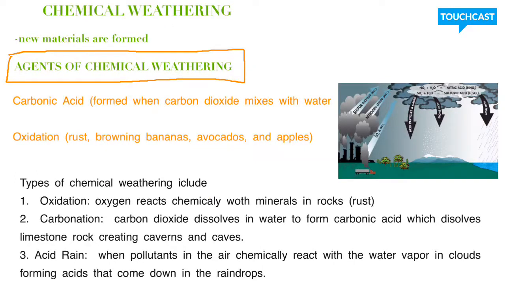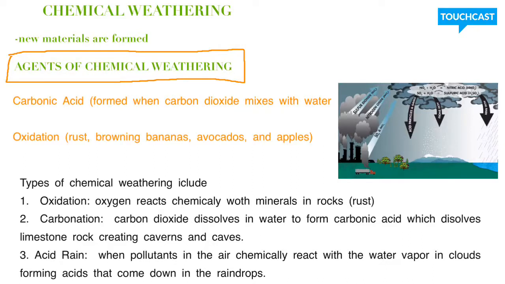Now let's switch gears and look at chemical weathering. It's when we have new materials, new substances being formed. We do have some specific agents of chemical weathering. One is carbonic acid, which happens when carbon dioxide mixes with water, and the other is oxidation. Think rust, the browning of bananas, the browning of avocados, and the browning of apples. So there are some types of chemical weathering.